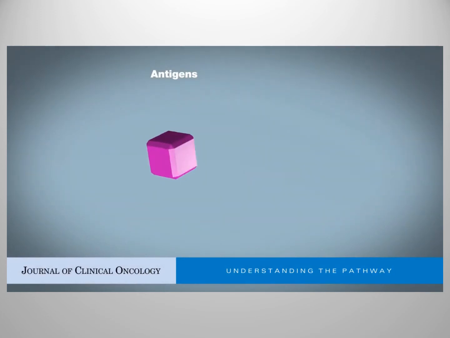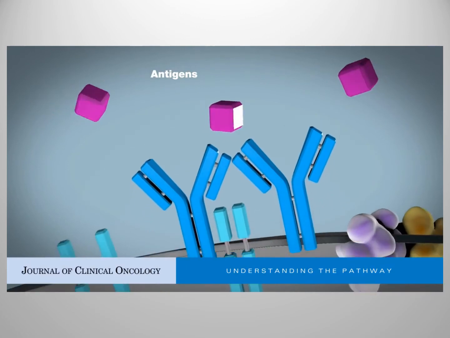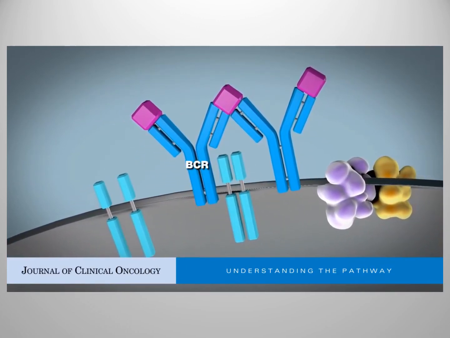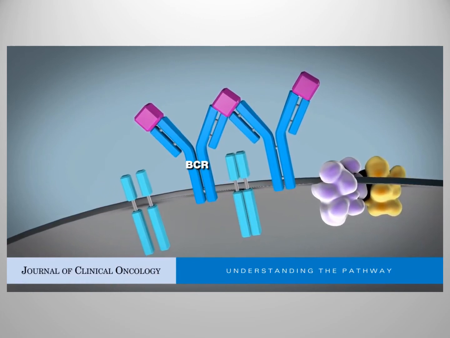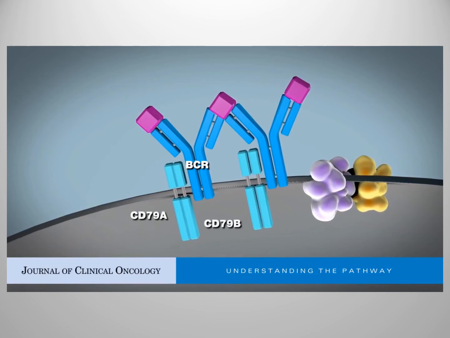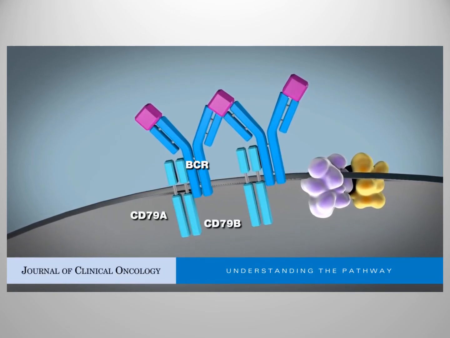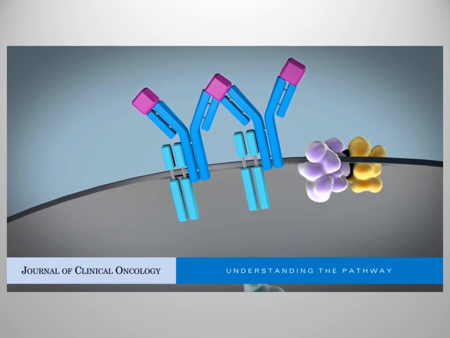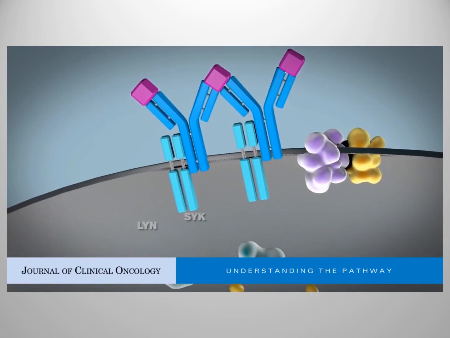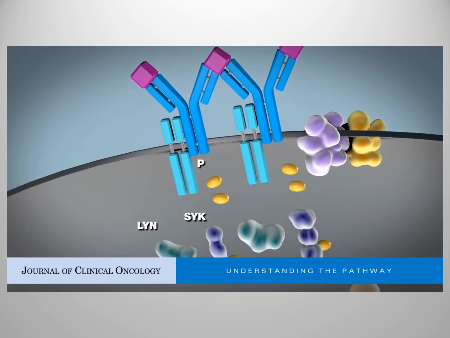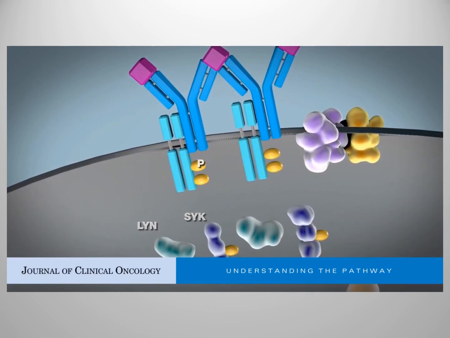Antigen stimulation of the B-cell receptor is recognized as a critical mechanism contributing to lymphoid malignancies. Antigen binding induces the aggregation of the B-cell receptor with its co-receptors CD79A and CD79B. This leads to the recruitment of the tyrosine kinases LYN and SYK, which phosphorylate CD79A and B, amplifying the initial signal.